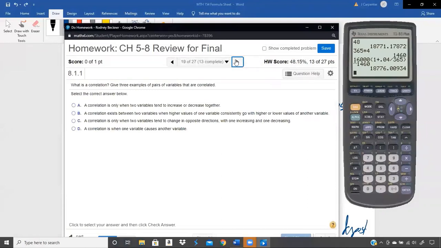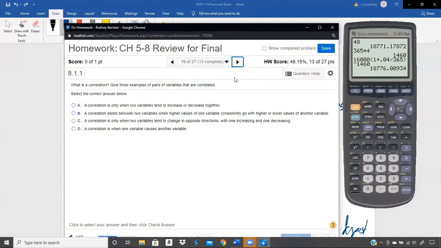What is correlation? Give three examples of pairs of variables that are correlated. A: A correlation is only when two variables tend to increase or decrease together. B: A correlation exists between two variables when higher values of one consistently go with higher or lower values of another. C: Correlation is only when two variables tend to change in opposite directions. D: A correlation is when one variable causes another variable.